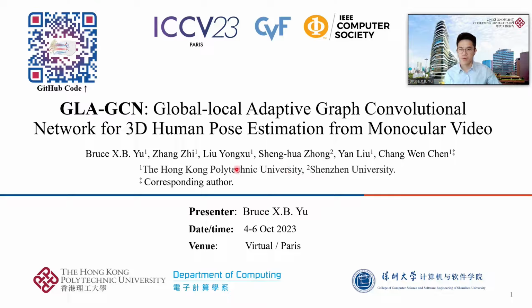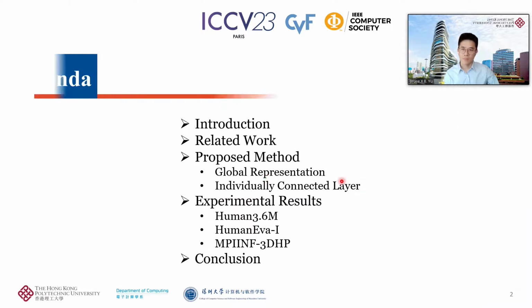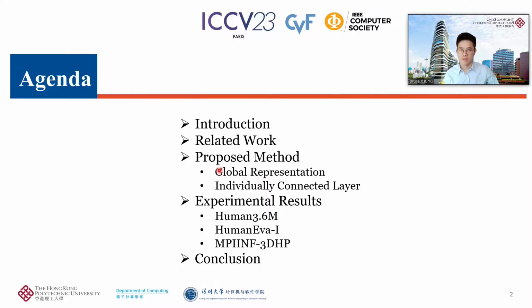In this work, we introduce a model called GLA-GCN for the task of 3D human pose estimation from monocular video. Before I get started, I would like to provide the agenda that this presentation will go through. First, I will provide the introduction and related work. Then I will introduce the proposed method, followed by experimental results and the conclusion.